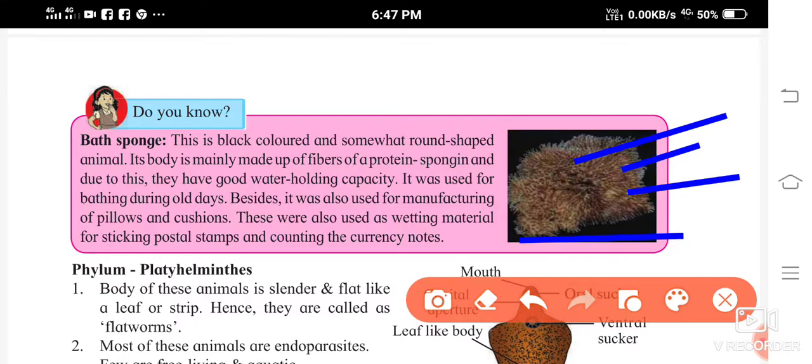This type of material is used for wetting. When you want to count currency notes, they stick to each other, no? So if you want to count fast, what do you do? You wet the sponge, and with the help of the sponge you wet your fingers, and because of this you will be easily able to count the currency notes. And it is used for sticking postal stamps also.